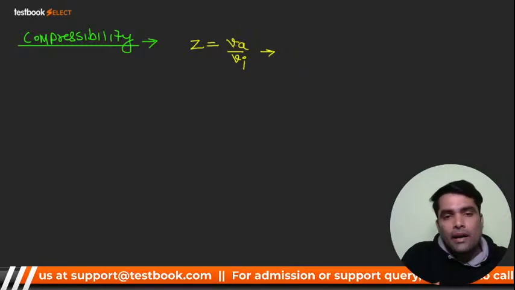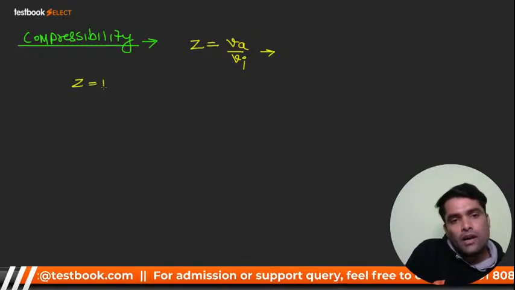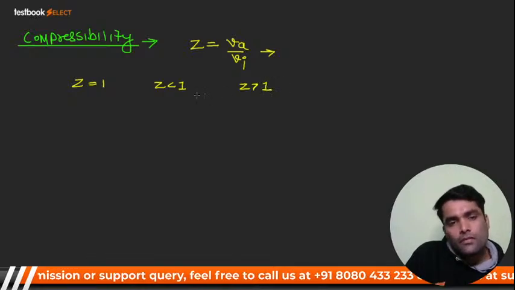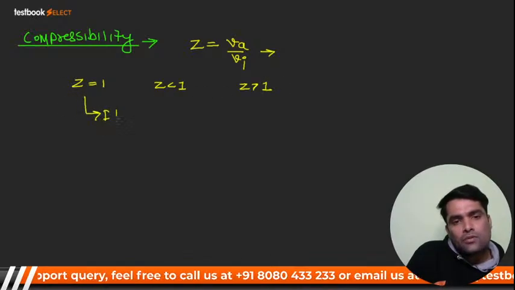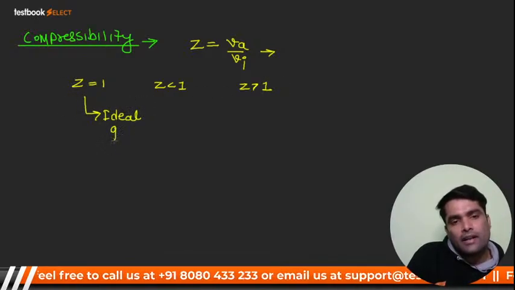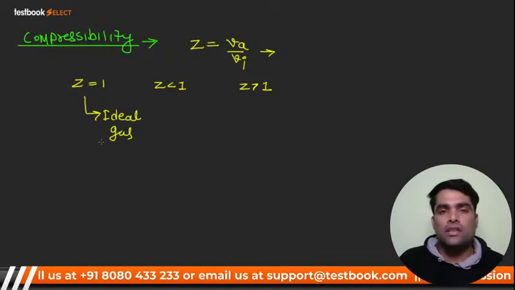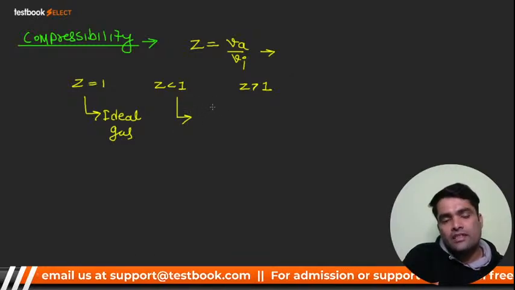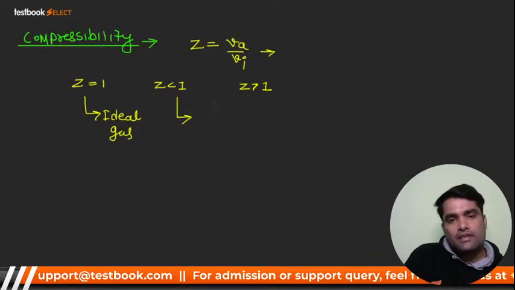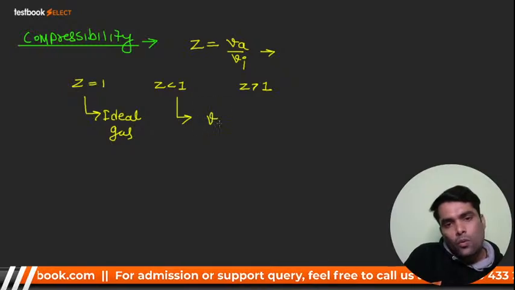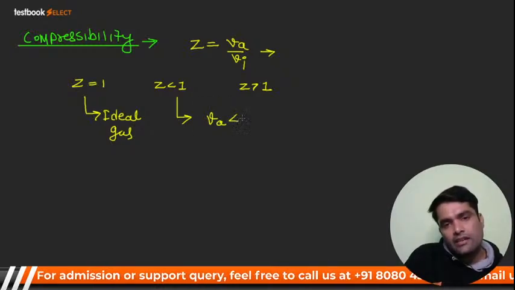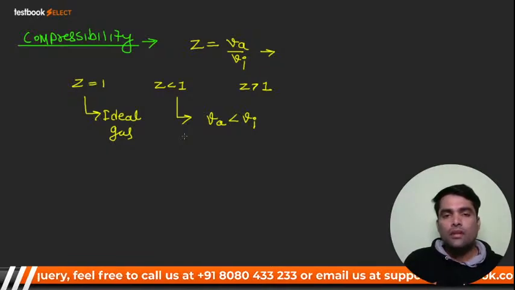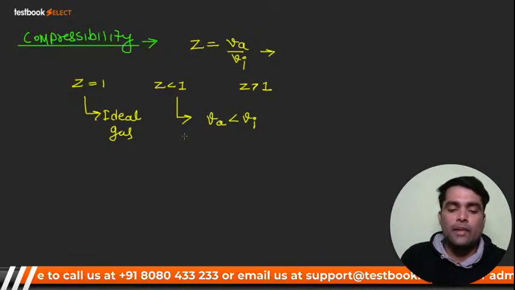That is Z. My dear, one thing to remember, the value of Z may be 1, it may be less than 1, it may be greater than 1, right? When the value of Z is 1, that means the real gas will become an ideal gas. And when Z is less than 1, it means VA is less than VI, meaning actual volume is quite lesser than the ideal volume.